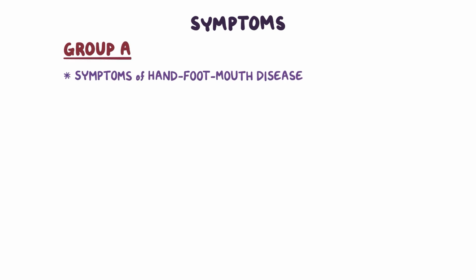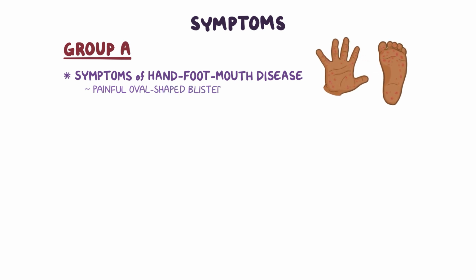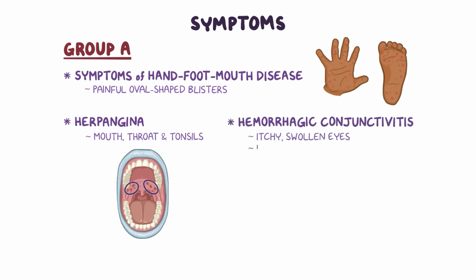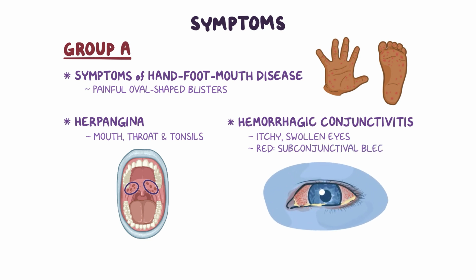People with a Coxsackievirus infection present symptoms depending on the infecting Coxsackie group. If it's Group A, people present with symptoms of hand-foot-mouth disease that includes painful oval-shaped blisters on the fingers and palms of the hands and soles of the feet. These blisters may also be present in the mouth, throat, and tonsils in the condition known as herpangina. In the case of hemorrhagic conjunctivitis, people present with itchy, swollen eyes, appearing red due to subconjunctival bleeding.